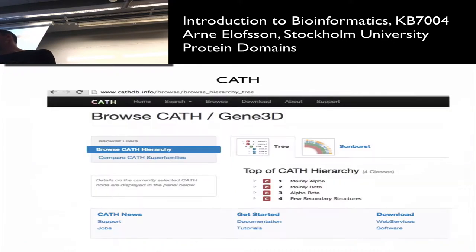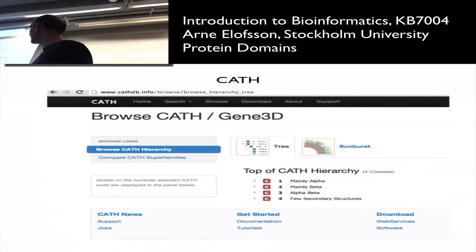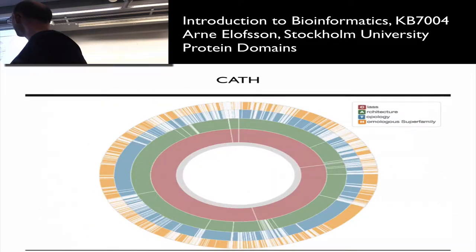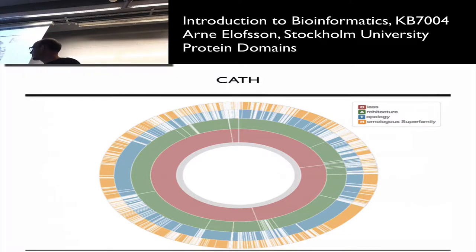In a similar way, you can browse here, you can click here, and it has categories. At the top is mainly alpha, mainly beta, alpha beta, and a few secondary structures. So it's like the same categories that SCOP has. They only have four here, but it's just a choice. So you have alpha, beta, alpha-beta, and some small ones. If you look at the alpha ones, they have nice graphics, which you could click on if your network was working.